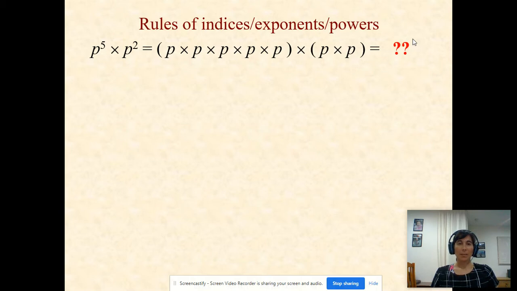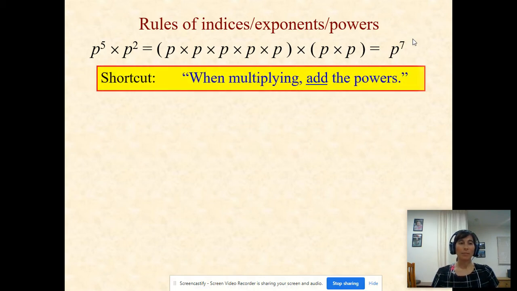Here's our first example. P to the power of 5 times P squared. P to the power of 5 means P multiplied by itself 5 times, right? And P squared means P times P. So if we're multiplying them together, what do we get? How many P's are there multiplied together? We've got 7, so it's going to be P to the power of 7. And the shortcut we've learnt there is when multiplying, we add the powers.